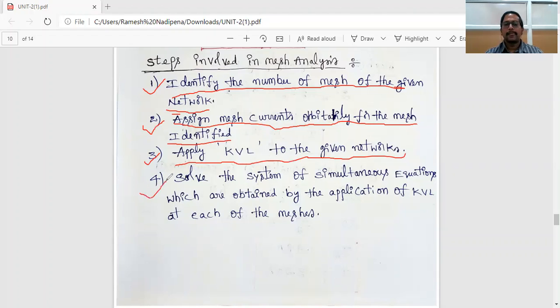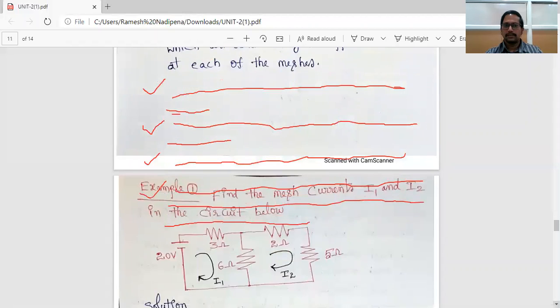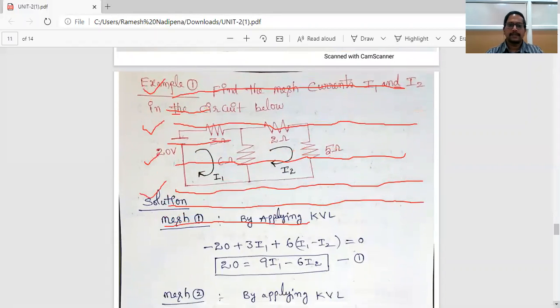Next, step number four, solve the system of simultaneous equations which are obtained by the application of KVL at each of the meshes. I will explain each and every step using numericals. So let us consider one numerical. In that numerical, I'll explain each and everything.